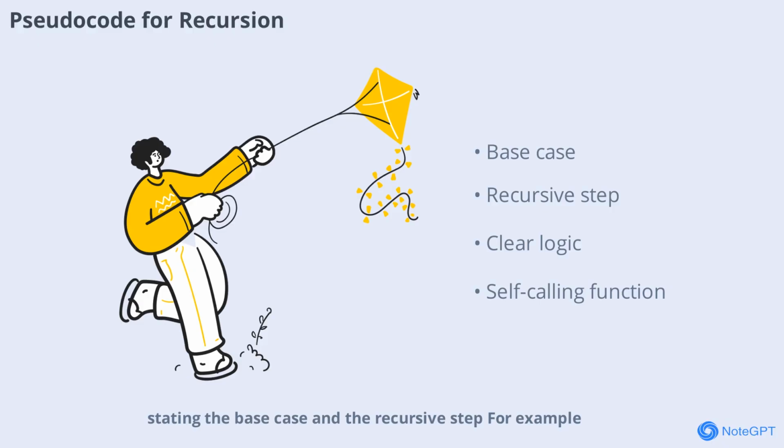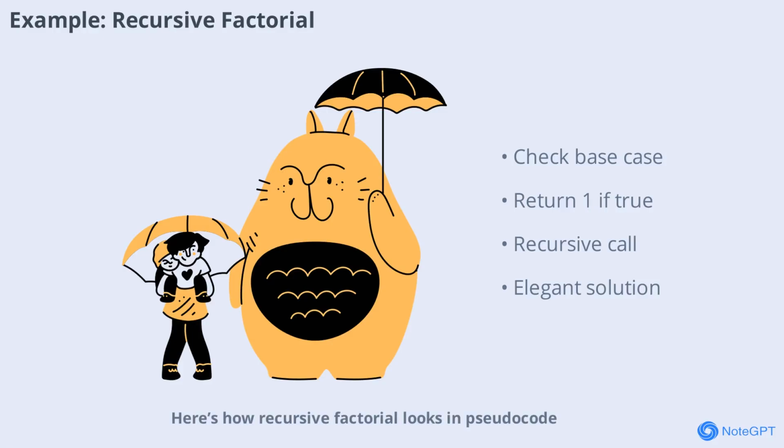For example, calculating factorial recursively involves checking if the number is 1, then returning 1, otherwise returning n times the factorial of n minus 1. Here's how recursive factorial looks in pseudocode. Function factorial n. If n equals 1 then return 1. Else return n times factorial n minus 1. This approach highlights the elegance and power of recursion in algorithms.